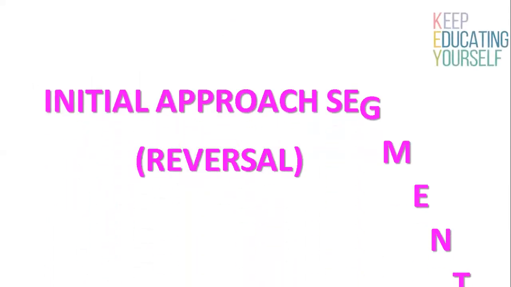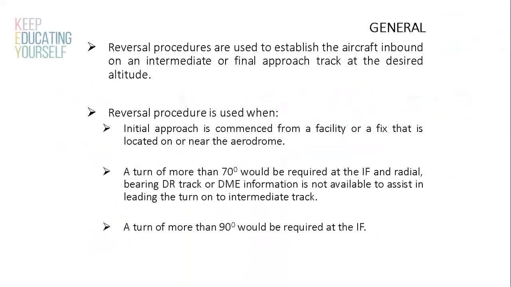Now we will discuss reversal initial approach segment procedure. Reversal procedures are used to establish the aircraft inbound on an intermediate or final approach track at the desired altitude. They are used when initial approach is commenced from a facility or a fix that is located on or near the aerodrome, a turn of more than 70 degrees would be required at the IF and radial, bearing, DR track or DME information is not available to assist in leading the turn onto intermediate track, or a turn of more than 90 degrees would be required at the IF. Under these conditions, reversal procedure is used.